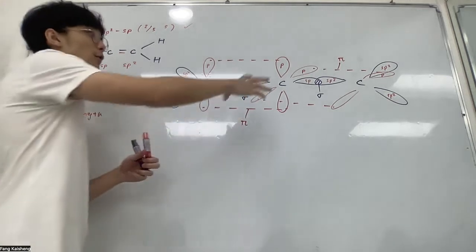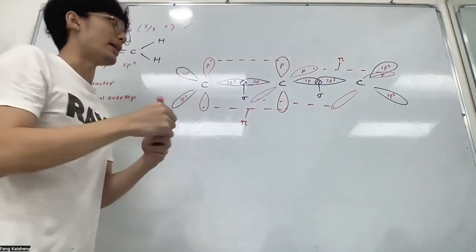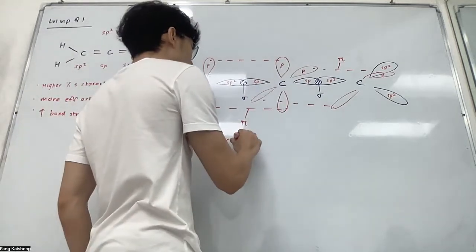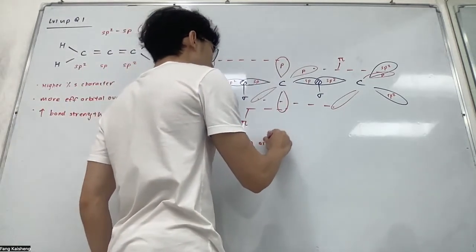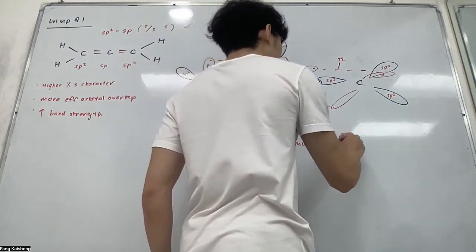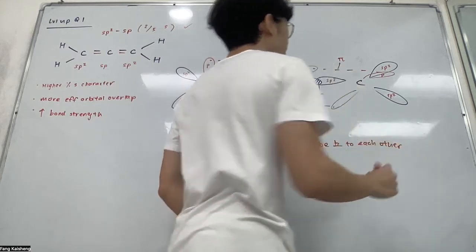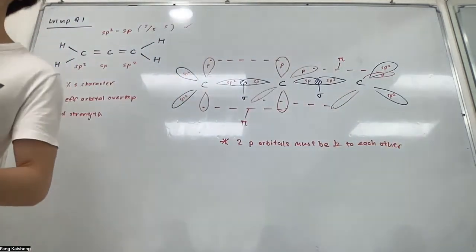The point here is that I want to focus on the center carbon. I've drawn 2 sp and 2 p orbitals. And take note of this, I'll just go and explicitly write it down. The 2 p orbitals on the sp hybridized carbon must be perpendicular to each other. And because they're perpendicular to each other, is the second statement now correct?